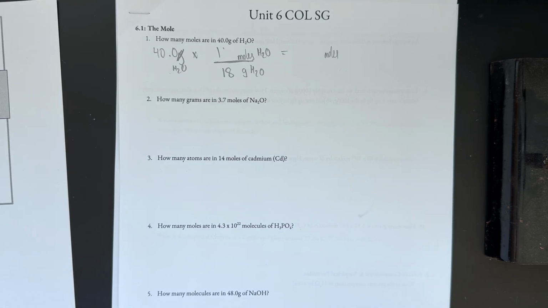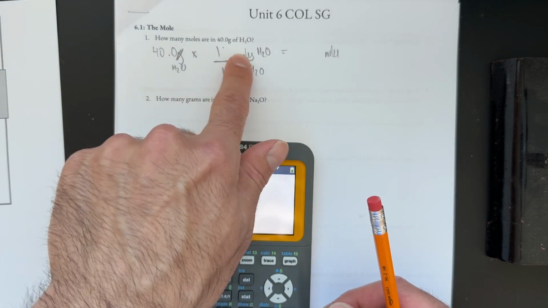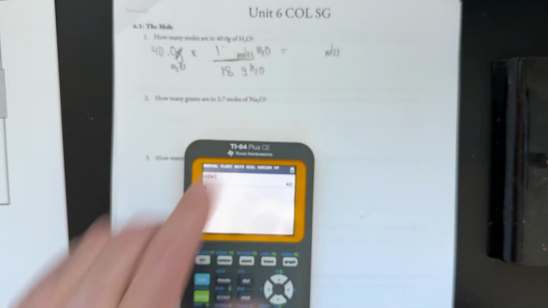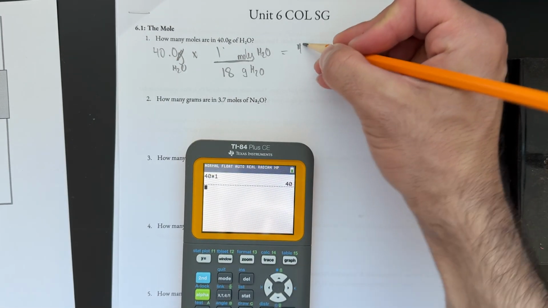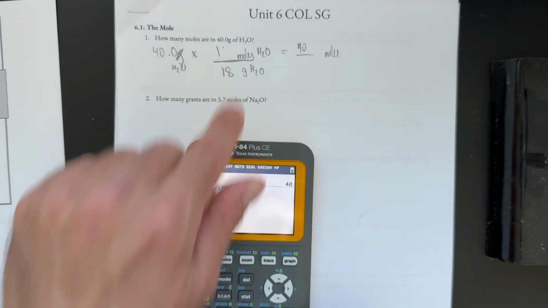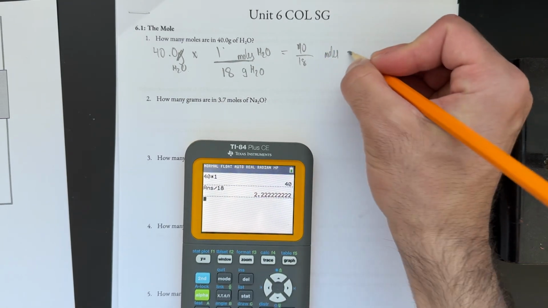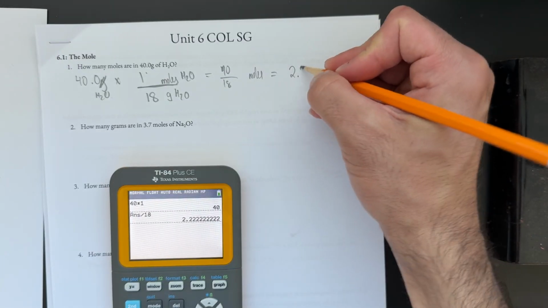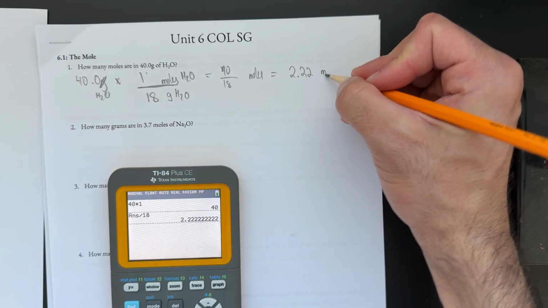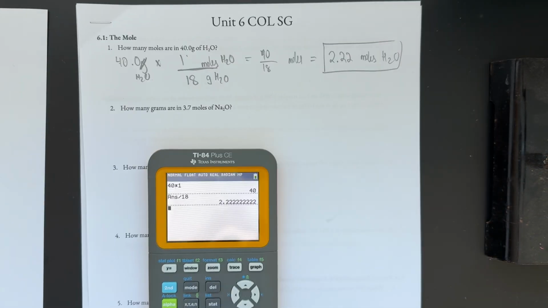We do that multiplication, and you can do that in one of 2 ways. How I like to do it is I multiply everything on top, so that's 40 times 1, and then you divide it by the bottom. So 40 divided by 18 is going to be 2.22. We have 3 sig figs here, so we should have 3 sig figs here. Final answer is 2.22 moles of H2O.